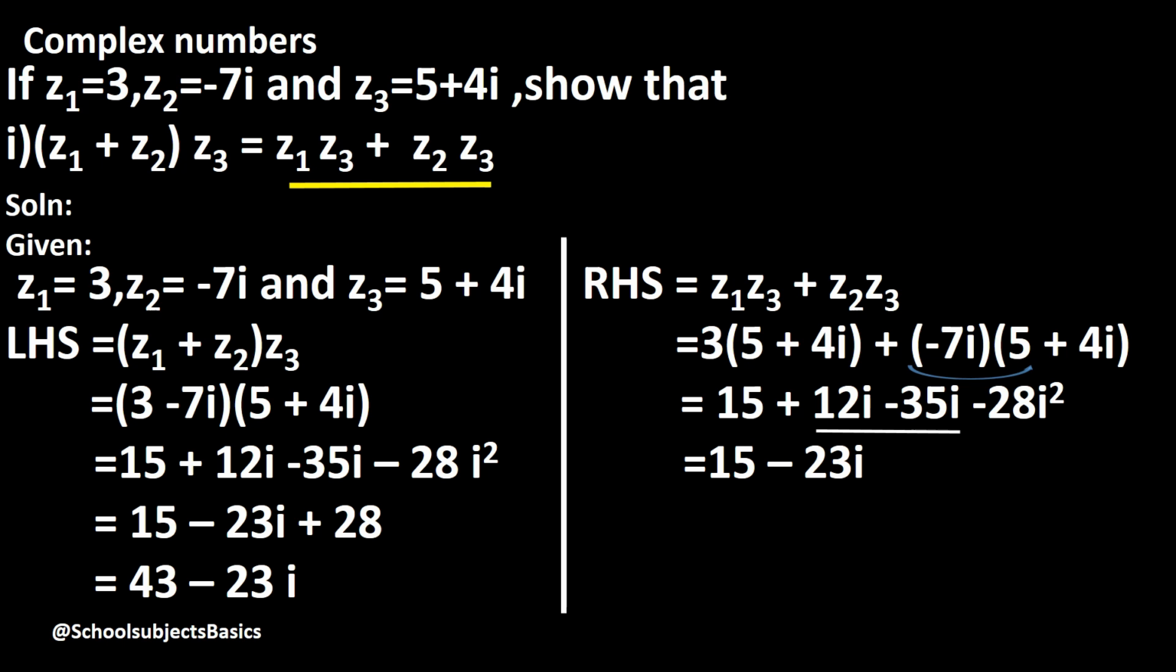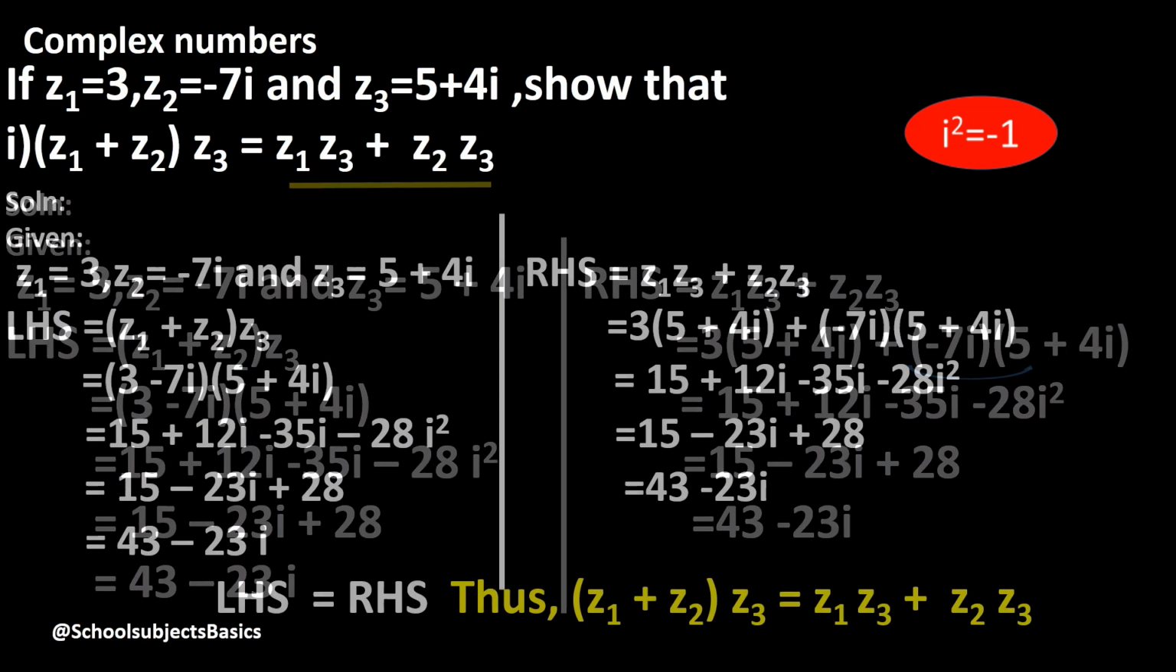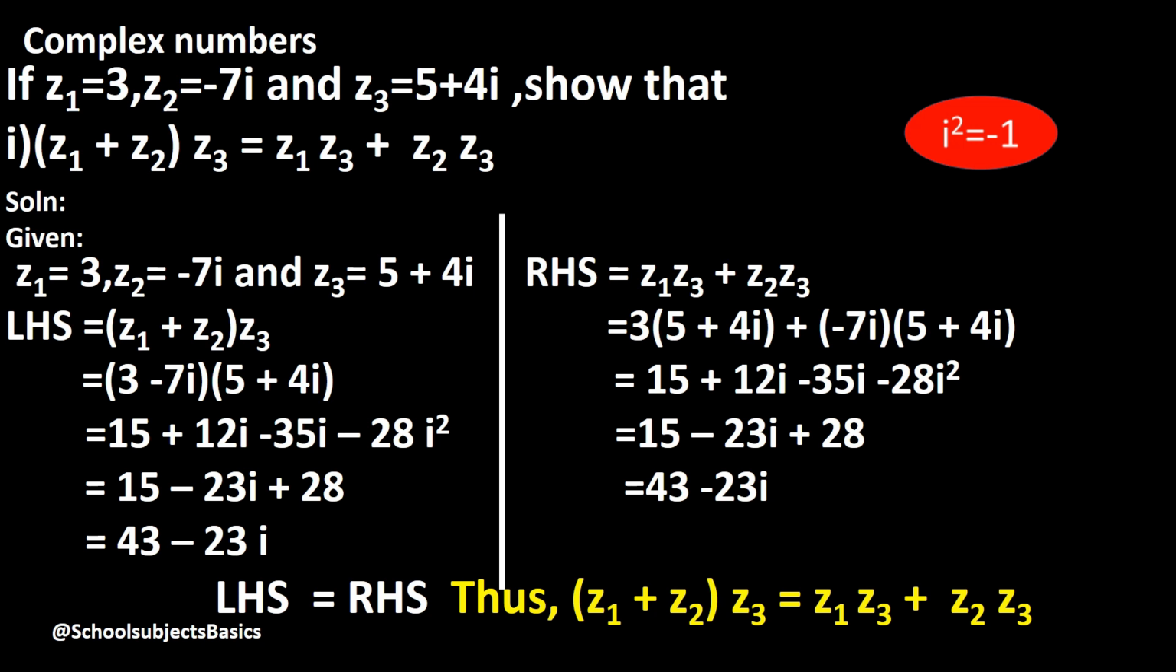Then the next one is minus 28i square. What is i square? That is minus 1. So minus 28 into minus 1, minus minus is plus, so that is written as plus 28. Again, if you add 15 plus 28, we get 43 minus 23i. So here the value of LHS is equal to RHS. Thus we can conclude (z1 plus z2) into z3 is equal to z1 into z3 plus z2 into z3. Hope you understood. Thank you.